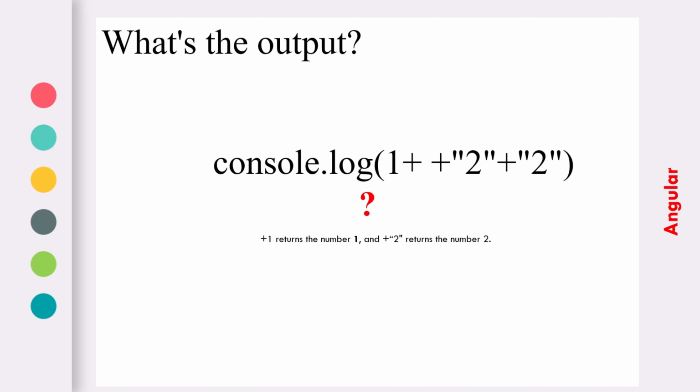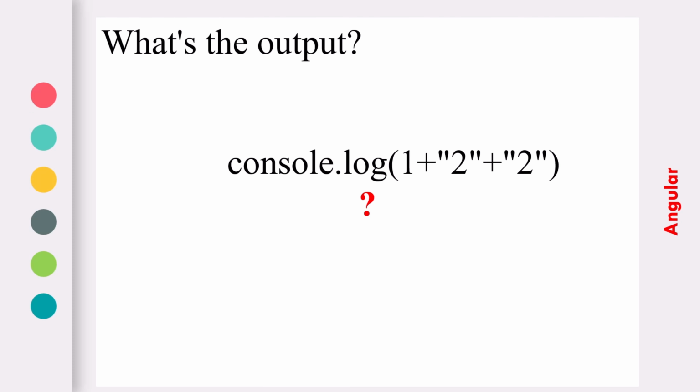So the plus 1 will be converted to 1 and the plus string 2 will be number 2. So we are just adding the first two numbers, 1 plus number 2 equals 3, and then we are concatenating the last string part to 3. So the output will be 32.